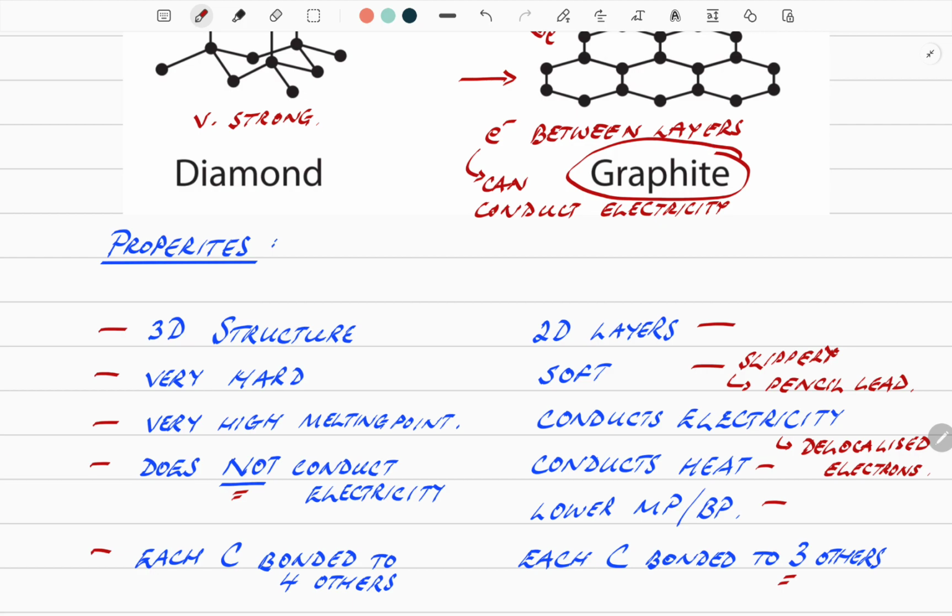You need to be able to discuss those properties in your exam and explain them in terms of their differences in bonding and structure.